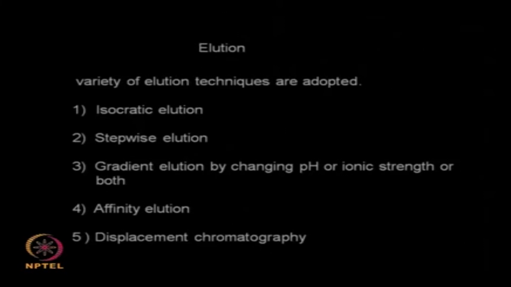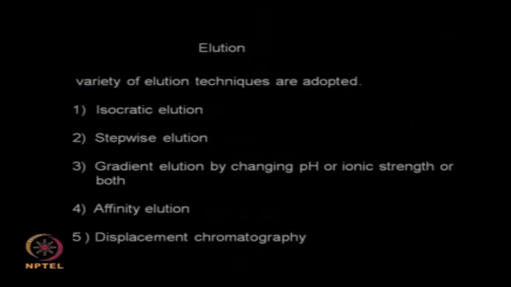A variety of elution techniques can be used. We can use an isocratic elution, that means we use a single solvent, single strength, continuously flowing throughout the separation process. We can use stepwise elution, that means we slowly change the strength of the salt in terms of steps. We can have a gradient elution by changing the pH or ionic strength or both, that means we can slowly, linearly change the pH over a period of time.